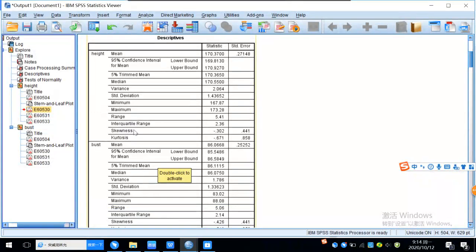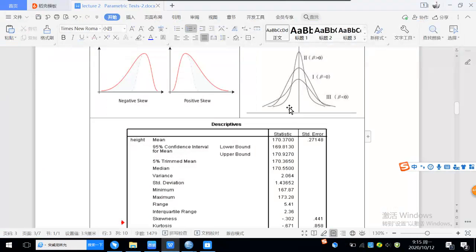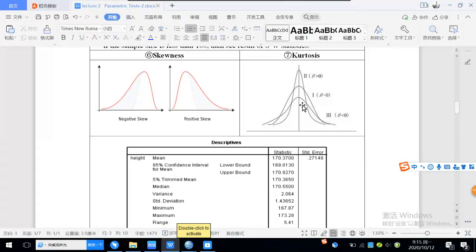Okay, so its skewness is here. And then next is the kurtosis. What is kurtosis? Kurtosis is here, like this. If it's a normal distribution, then the kurtosis is like this. Okay, then the data is zero.